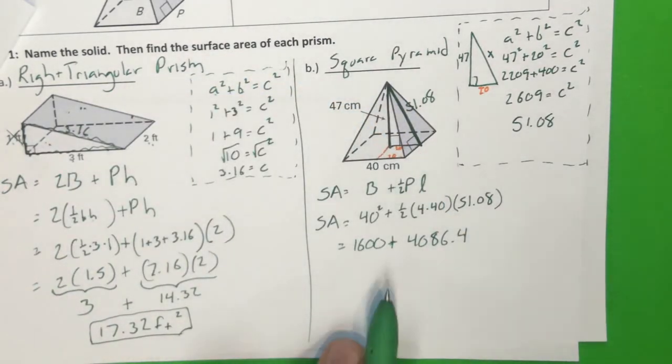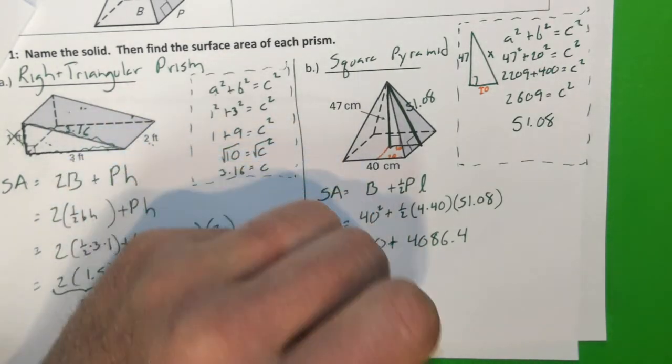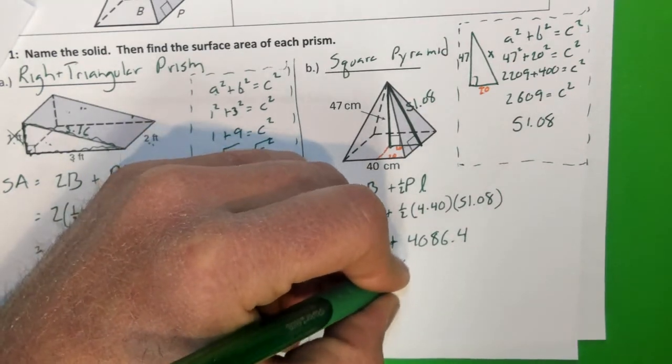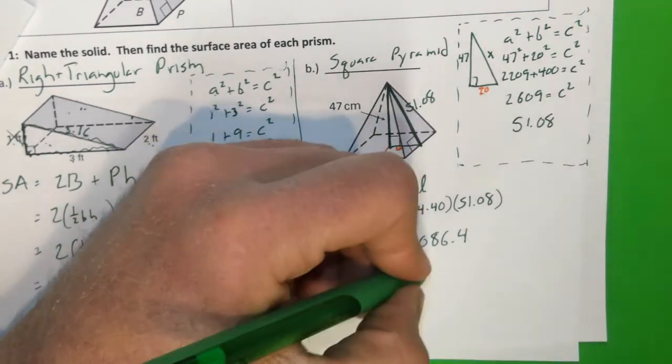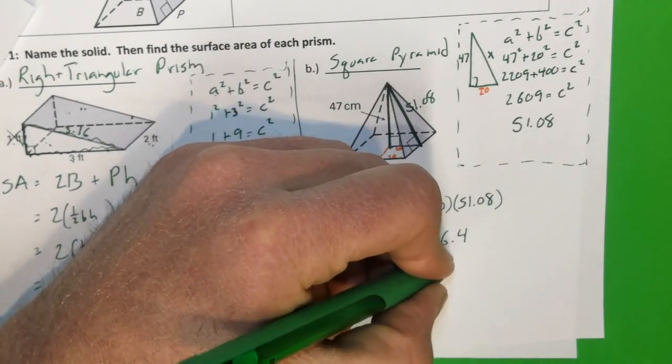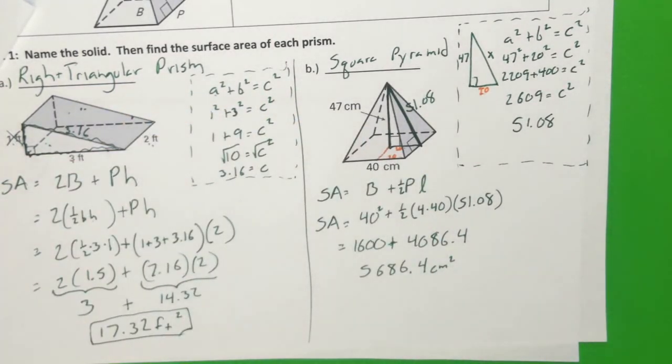Fantastic. Now what we can do is add these two pieces together, and when we add them up, we're going to get our final answer. And our final answer is going to be 5,686.4. Don't forget your units, and don't forget to square your units.